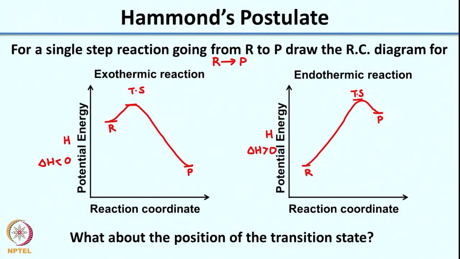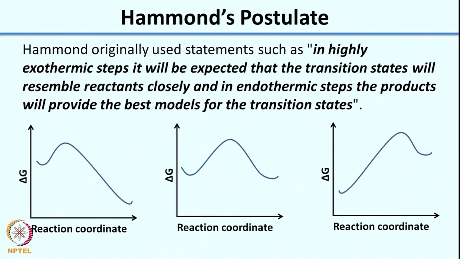Now that I have drawn the transition states, what can you comment about the position of the transition state? So now we are looking at the x axis. In terms of energy, I had told you that the transition state is close in energy to R, or close in energy to P. But now I want you to look at each of these graphs and focus on the x axis, and think of where it actually comes on the x axis in both these cases. In one case it is closer to R, in the other case it is closer to P. So this is another definition of the Hammond postulate.